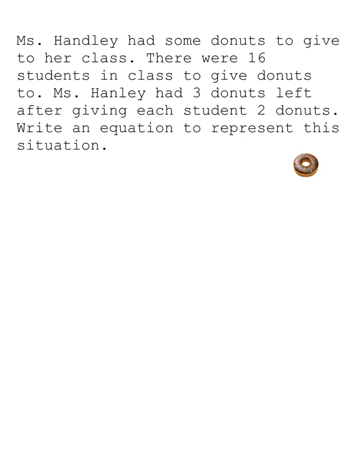Ms. Hanley had some donuts to give to her class. There were 16 students in class to give donuts to. Ms. Hanley had 3 donuts left after giving each student 2 donuts. Write an equation to represent this situation. So I'm going to go back and read it, and I'm going to underline important information and annotate.